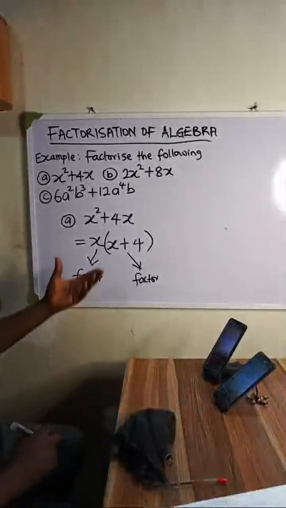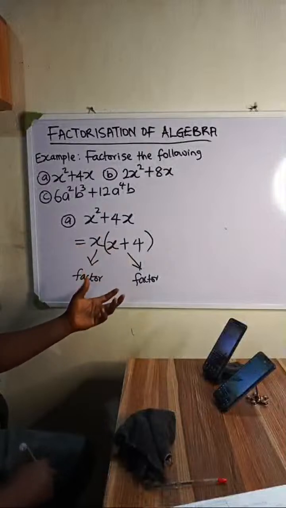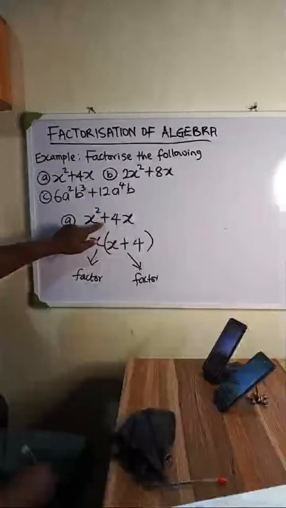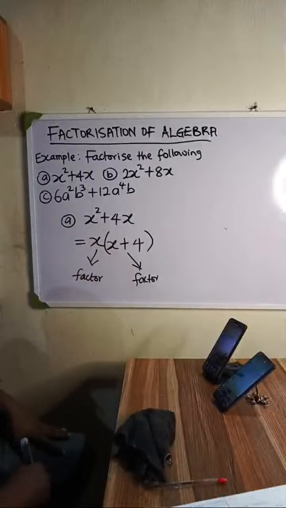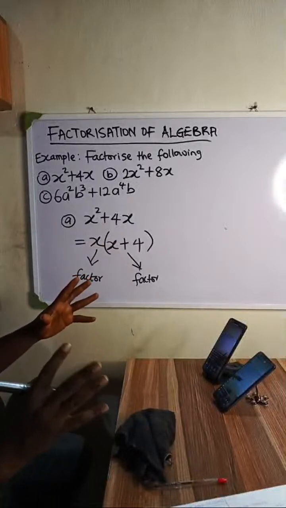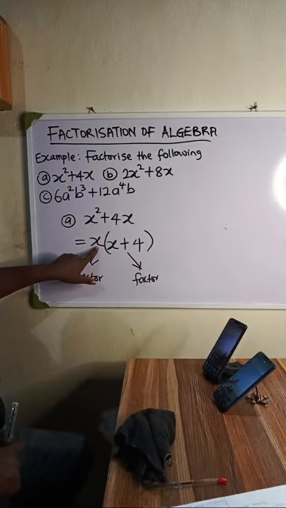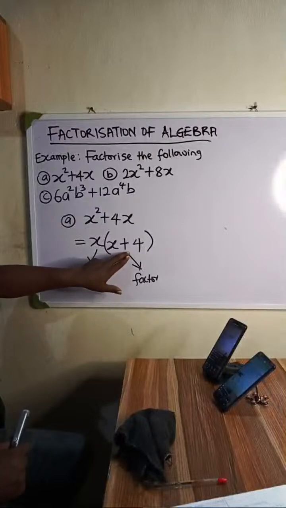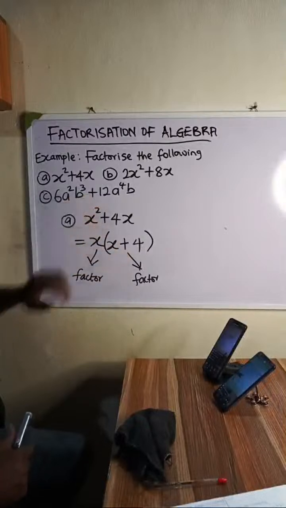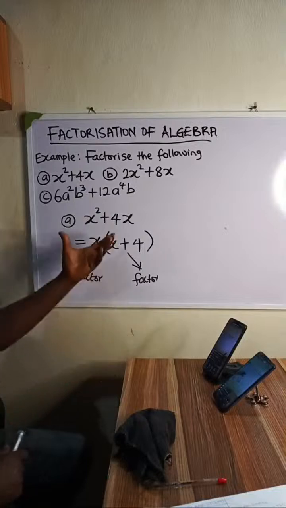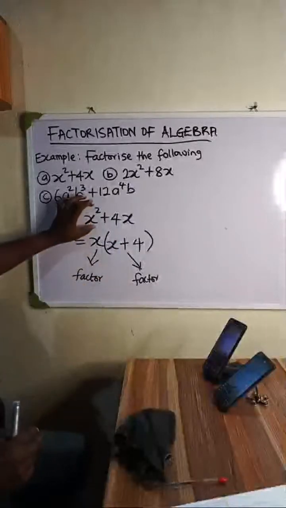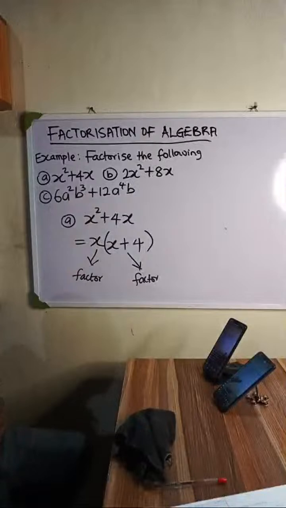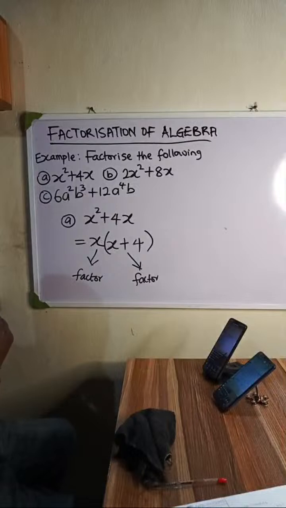Okay, so now we have factorized. In simple terms, we have divided this algebra into two of its factors. So that's what factorization is. So this value x can divide this algebra without a remainder. This value x plus 4 can also divide this algebra without a remainder. So both of them are factors of this algebra. Okay? Hope we can continue.